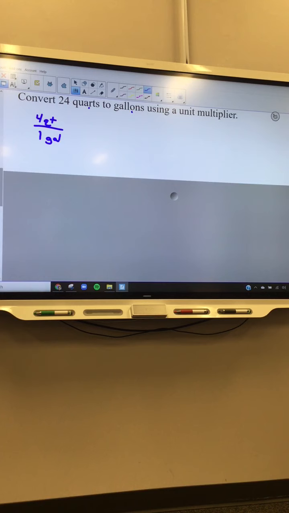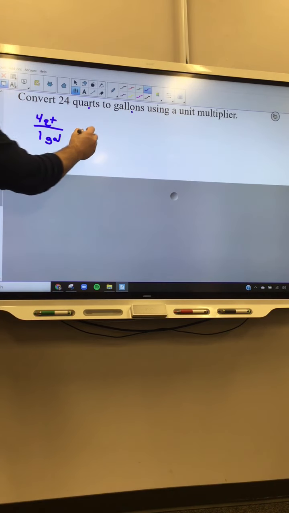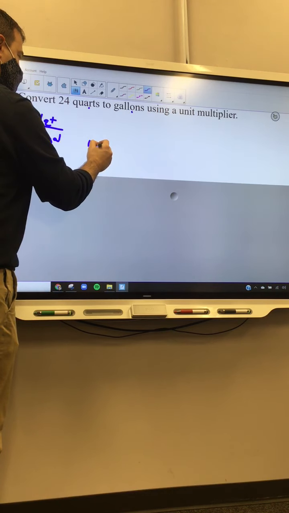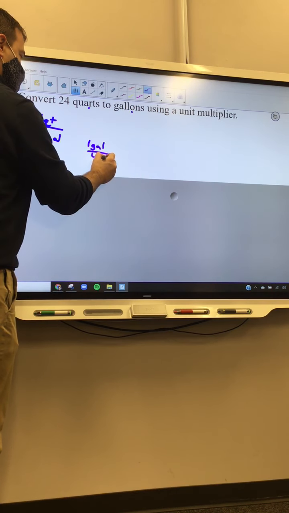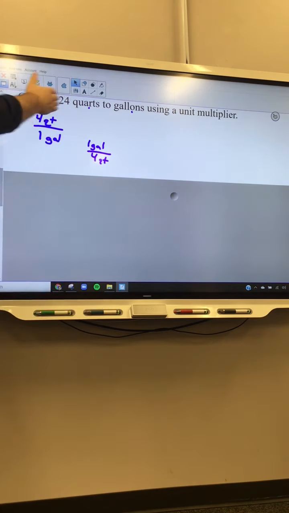There are 4 quarts in a gallon, so these are the same, that's equal to 1, that's a unit multiplier. Or flip it around, right? I could also use 1 gallon over 4 quarts. Okay, with that in mind, let's start with 24 quarts. You write that out first, I'd put it over 1 if I were you, and then choose one of those unit multipliers, see what you get. 24 quarts is the same as how many gallons?